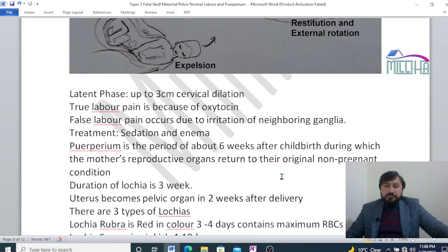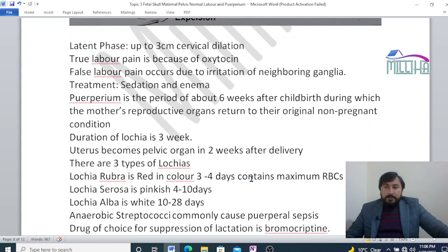Okay, after that, we are going to check some more things. Latent phase is up to 3 centimeter cervical dilation. True labor pain is because of oxytocin. Oxytocin is a hormone secreted by posterior pituitary gland, which initiates or induces the labor naturally. Okay, false labor pain occurs due to irritation of neighboring ganglia.